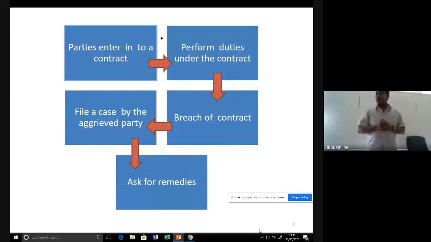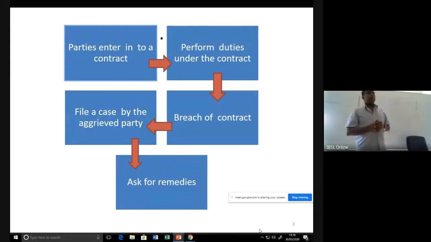Issues arise when one party or both parties breach the contract or fail to perform their duties. That is the third one. I have put an arrow there. Breach of contract means one or more parties breach the terms or duties under the contract. That is the third step.